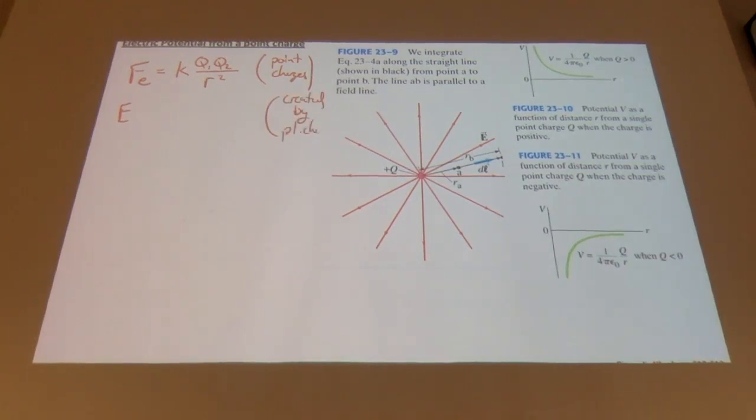Does anybody remember that one? K times what? It's just Q over R squared. Okay, that's been our sequence so far. Each chapter has had one of these, sort of. It's like force, we dealt with that. Then we moved to electric field, again, just dealing with point charges.